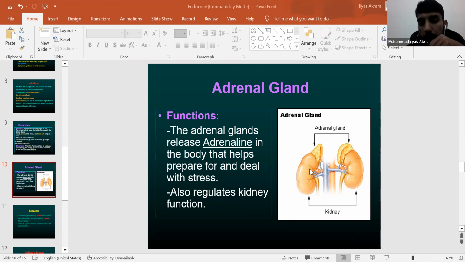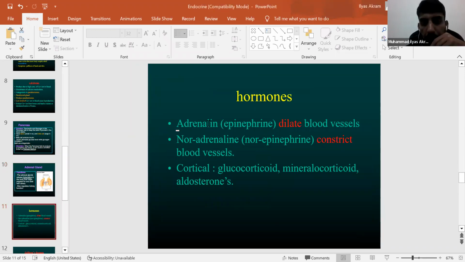They regulate the amount of salts in the body, and they may also work in the stress conditions of the body and other metabolisms. Their hormones are adrenaline, also called epinephrine. How it works is it dilates the blood vessels, while the noradrenaline or norepinephrine constricts the blood vessels. So both of these are working against each other. That's why they are antagonistic to each other.